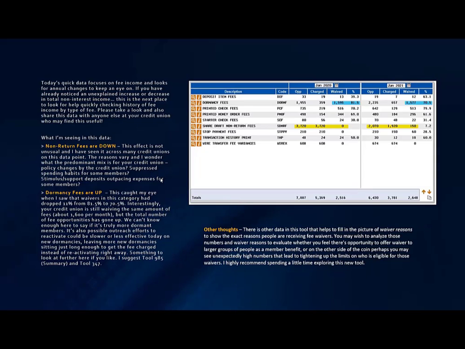But in any case, another example, I was looking at a different credit union's data. This time we did take the annual approach. You'll notice one of these columns is January 2020 and another one is January 2021, an annual year over year look, right? There is highlighted on the screen some of the more significant change where we see that the non-return fees are down by a good amount, okay? And then dormancy fees are up just a little bit.